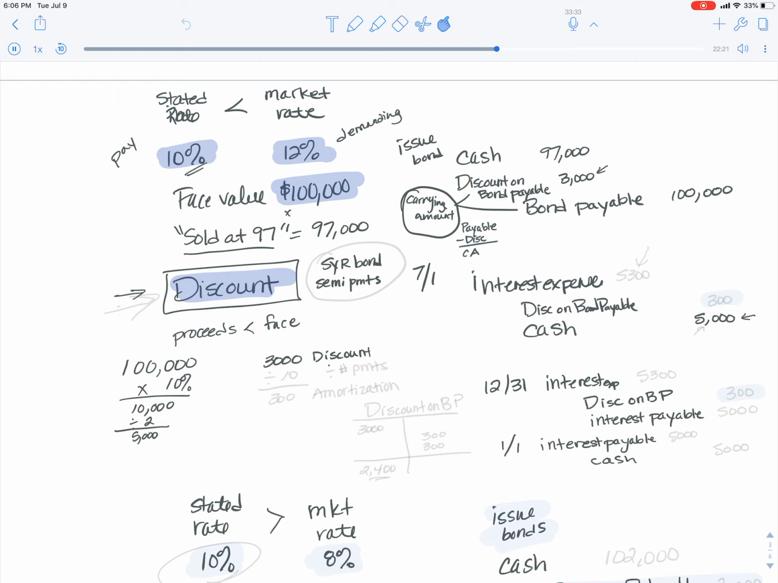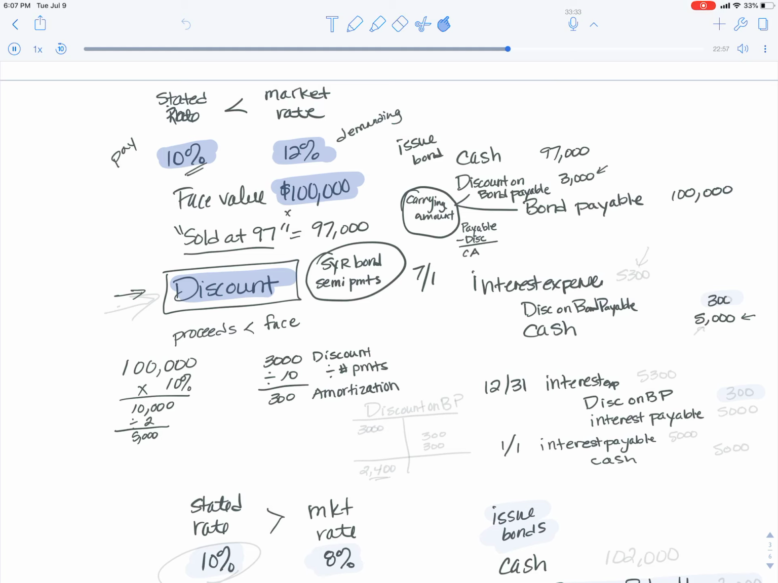How we would figure that out is you take the amount of the discount and divide it by the number of payments. So here, since it's a 5-year bond and there's semi-annual payments, we're going to make 2 payments every year for 5 years. That's 10 payments. So you're going to divide the $3,000 by 10, and that equals $300. Every time we make a payment, we're going to remove $300 from the discount. This is called amortization. Okay?